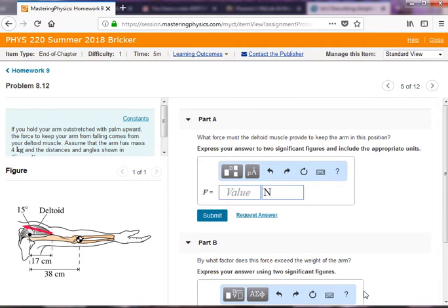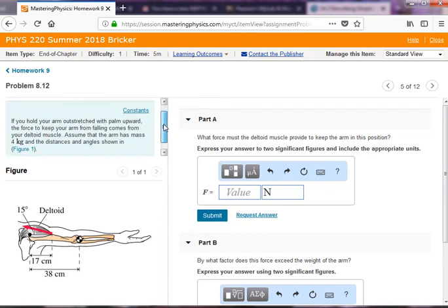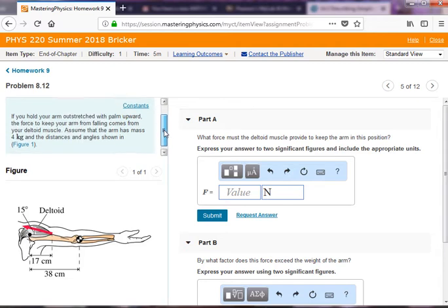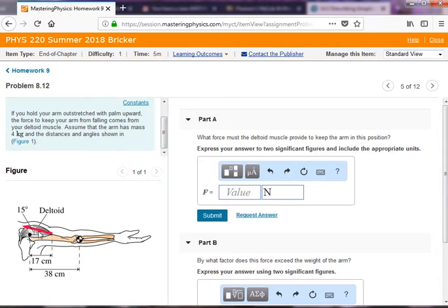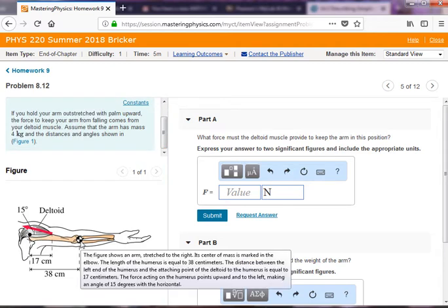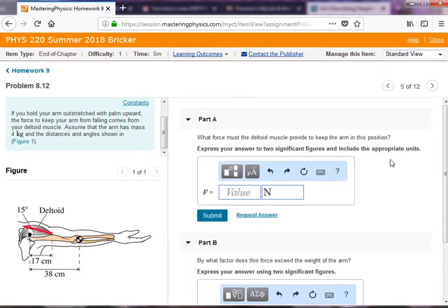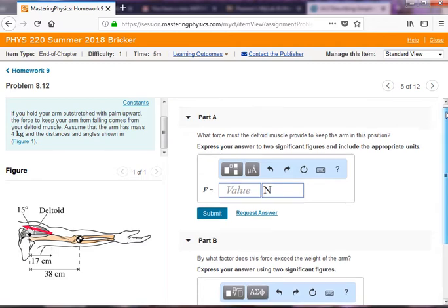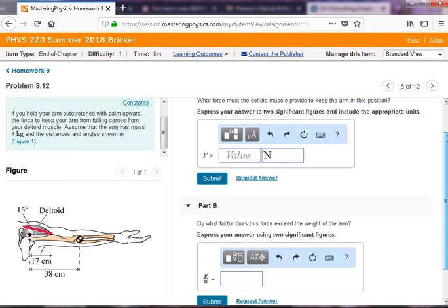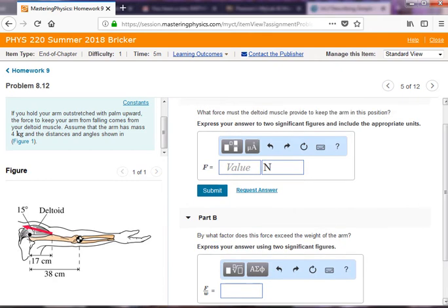Okay, next one is 812. If you hold your arm outstretched with palm up, the force to keep your arm from falling comes from the deltoid muscle. Assume that the arm has a mass of 4 kilograms. Okay, good. And angles shown in the picture. Okay, so 15 degrees. Here's the center of mass of the deltoid. We want to know what force must the deltoid muscle provide to keep the arm in this position, and then by what factor does this force exceed the actual weight of the arm.